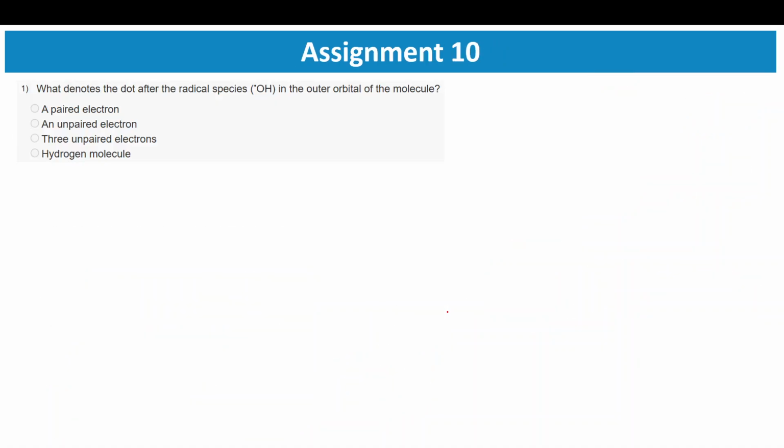So now let's move to the assignment. The first question is, what denotes the dot after the radical species in the outer orbital of the molecule? The correct answer to this should be an unpaired electron, right? So it has an unpaired electron, which makes it very unstable and reactive, right?